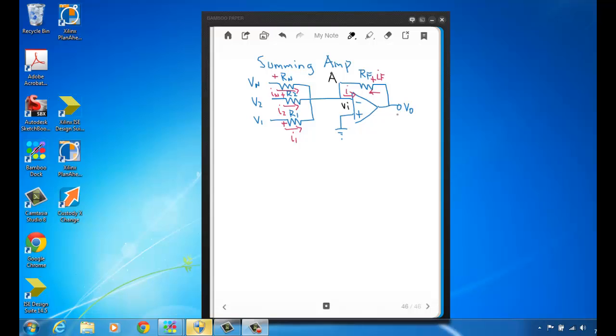So we're going to come up with an expression for V out in terms of these inputs. And the way we're going to do that is by doing a node voltage expression here at node A, just like we did in the inverting amplifier case. So you can see I have these three currents, I1, I2, and IN, all flowing into this node. Because this is node A here.